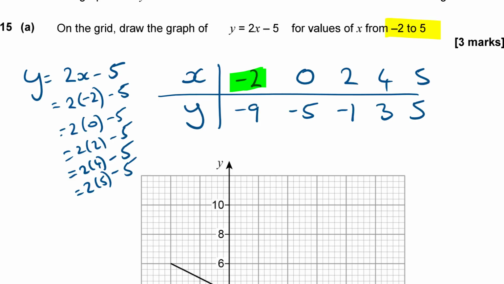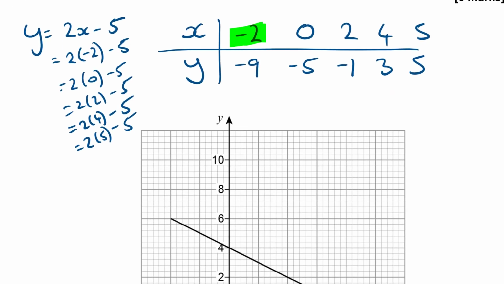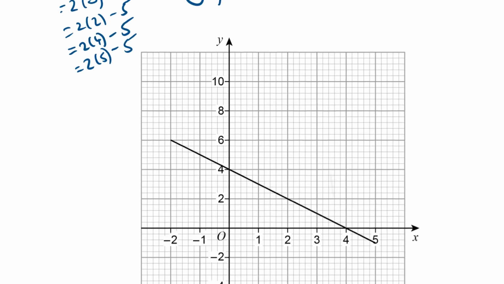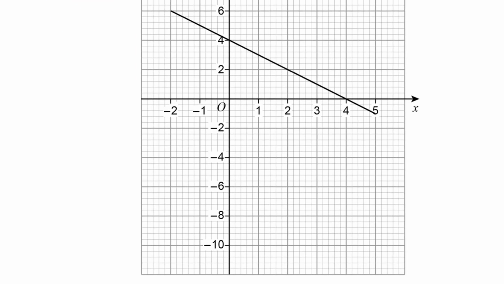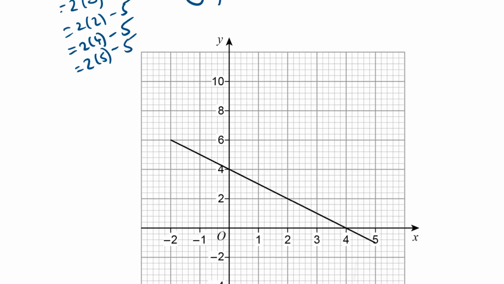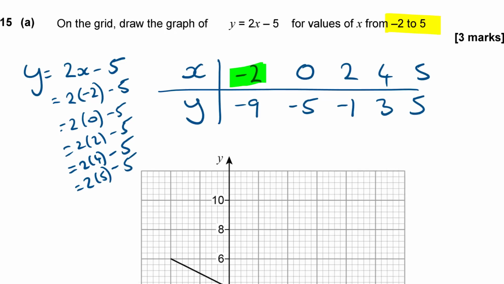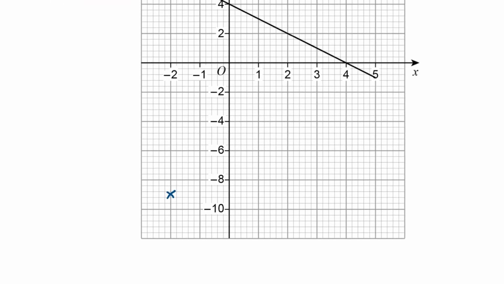Okay, so I've got enough points here to plot. Plenty of points. So I've got the first point at minus 2, minus 9. Well, this scale has got minus 8 and minus 10 marked. It's going to be halfway between, isn't it? So minus 2, minus 9 is that point. Right, next one, 0, minus 5. 0 minus 5 is here.